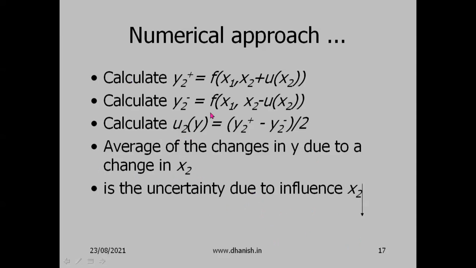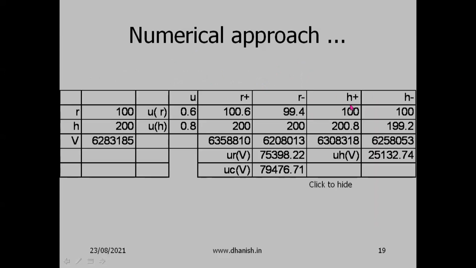Okay, so now we have got uncertainty of y due to the first variable, and uncertainty of y due to the second variable. Now the combined standard uncertainty will be the root sum of squares of the two uncertainties. So combined standard uncertainty of y is equal to uncertainty of y due to the first variable squared plus uncertainty of y due to the second variable squared, whole raised to half, root of sum of squares of these two quantities. Okay, now we will apply it.